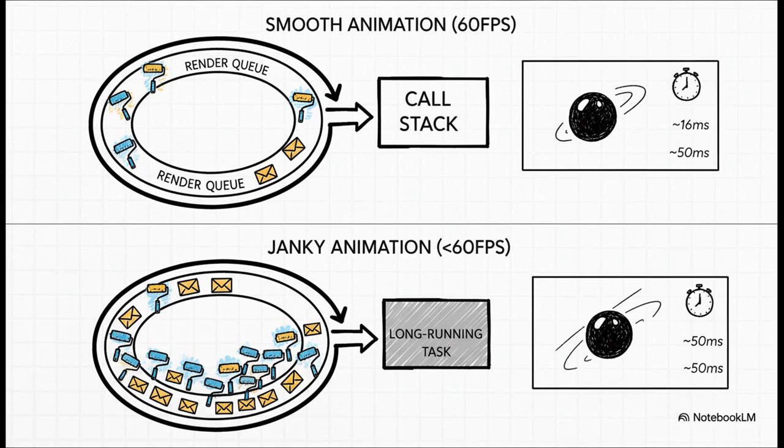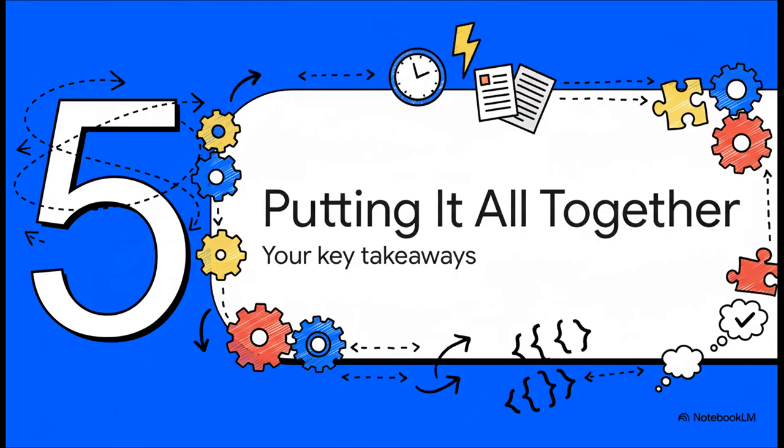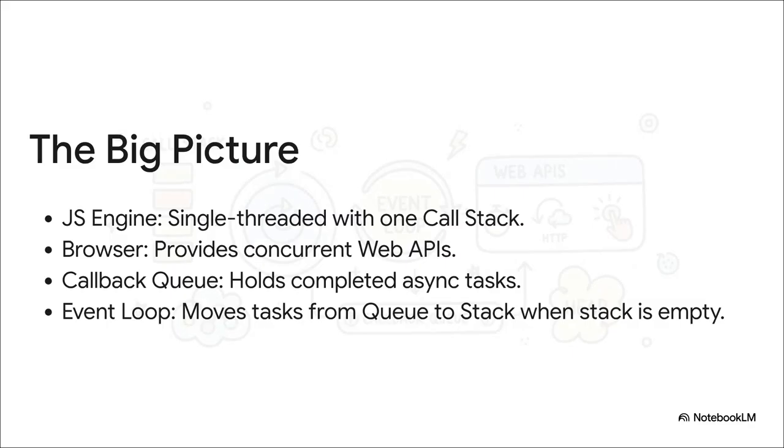That's the sluggishness. Okay, let's zoom out one last time and put all these pieces together. If you remember anything from this, remember these key points. Here's the big picture. 1. JavaScript itself has just one call stack. It's single-threaded. 2. The browser is an amazing teammate that gives us web APIs to handle slow tasks in the background. 3. The callback queue is the waiting room for those tasks once they're finished. And 4. The event loop is the simple but essential coordinator that moves things from the waiting room to the main stage, but only when the stage is clear.